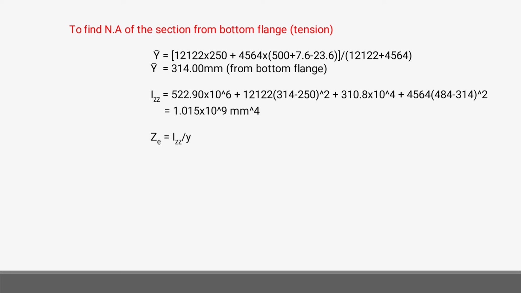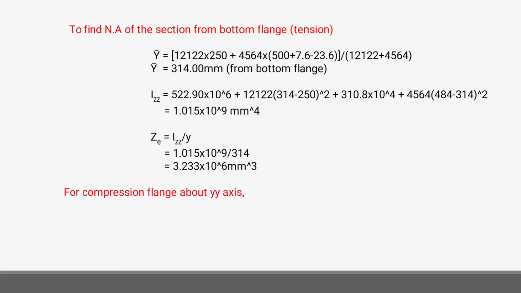Then Z is equal to I by Y. So we know the common formula Z is equal to I by Y. We know the I and Y values. So apply 1.015 into 10 power 9 divided by 314 mm. So Z is equal to 3233 into 10 power 6 mm cube.